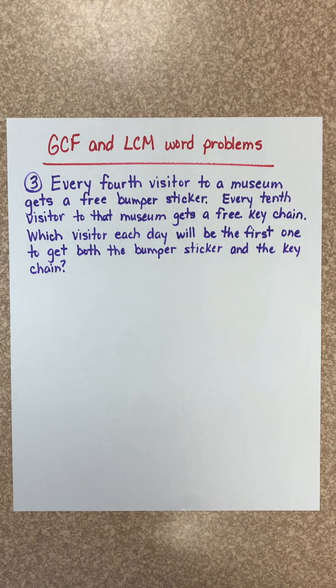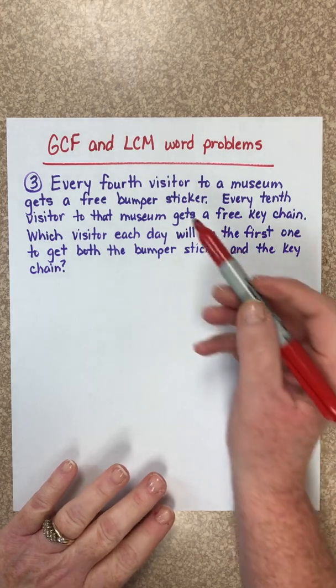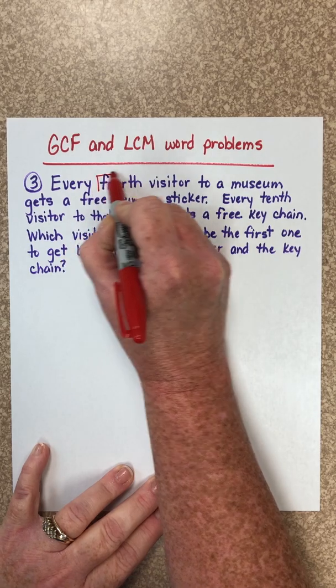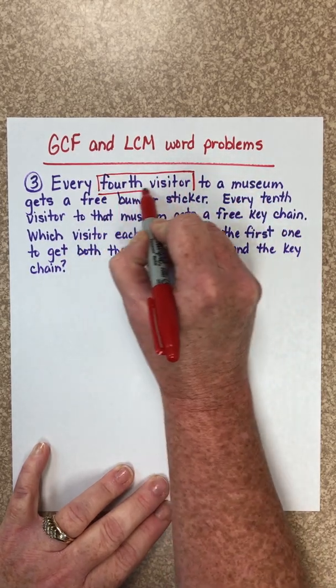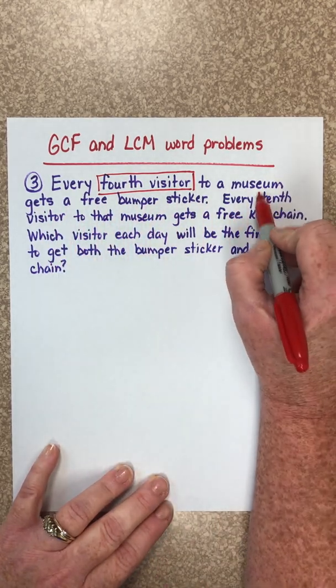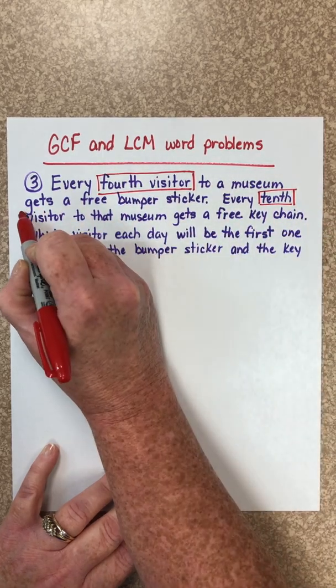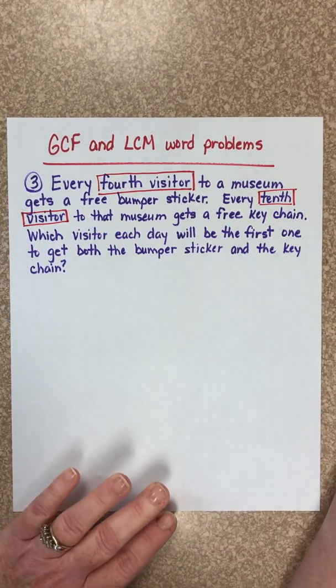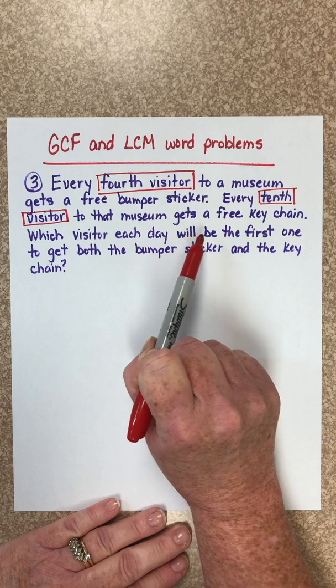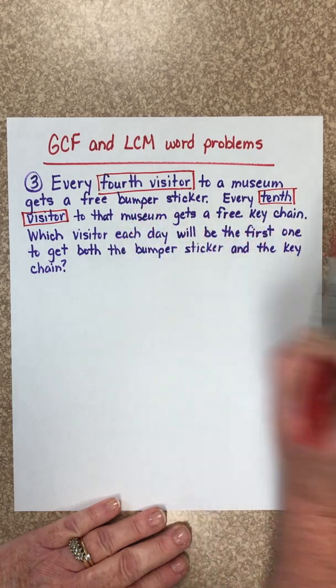Well, let's go looking for some numbers first. Well, I don't see any numbers that are written in number form. So I'm going to have to look at numbers written as words. So here's 4th visitor. And let's see, every 10th visitor. So here's 10th visitor. And we're trying to figure out, well, which visitor is going to get both a bumper sticker and a keychain.